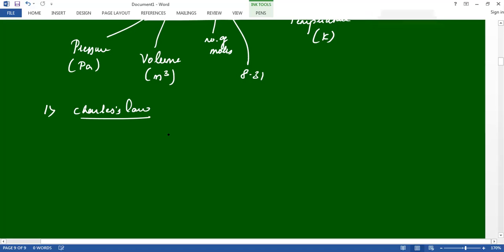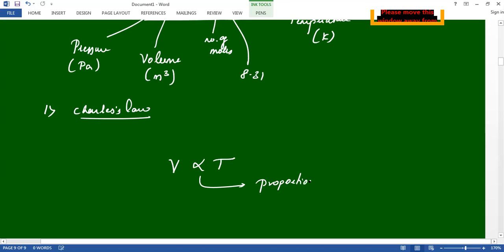Charles law states that at a constant pressure, volume is directly proportional to temperature. This is the proportional symbol. That means if the temperature increases, volume also increases. That is the meaning of directly proportional.